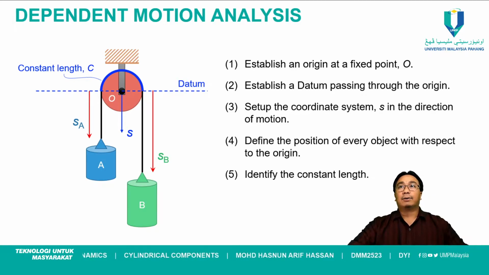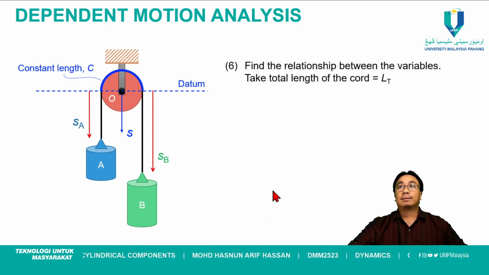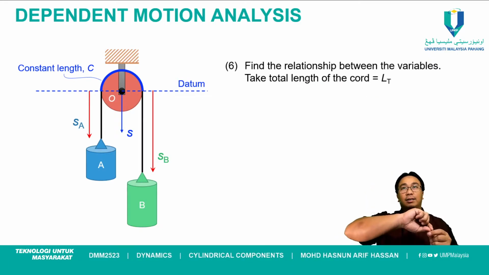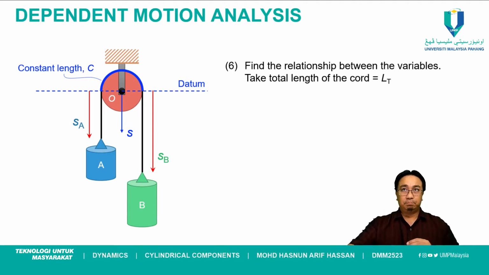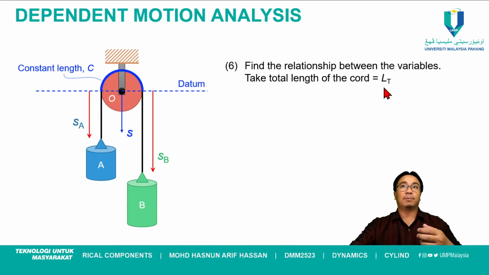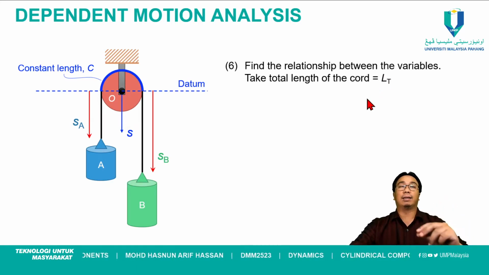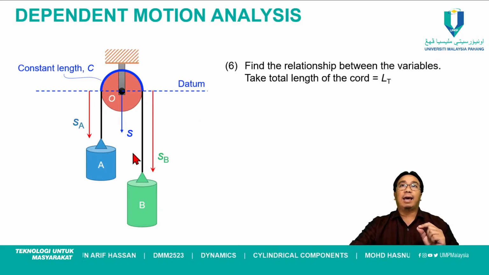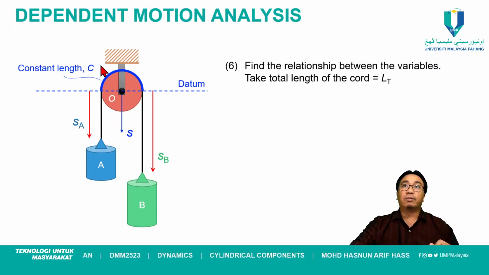Okay. Alright. Next, number 6 is to find the relationship between the variables. Sekarang ni kita ambil total length of the cord, panjang keseluruhan tali. Panjang keseluruhan tali ni kita andaikan sebagai LT. Okay, LT ialah panjang keseluruhan tali. So, can you tell me how do you calculate LT based on all these variables yang kita ada?